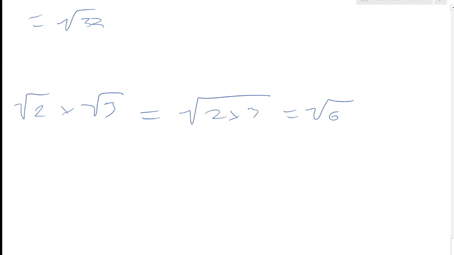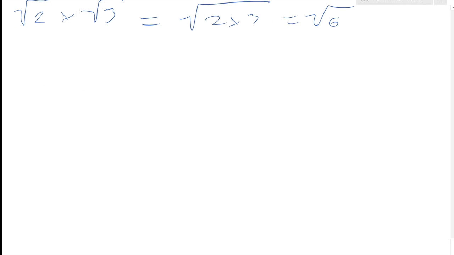Equally, we can multiply surds, as I've shown there. If we had something like root 2 times root 3, that just equals root of 2 times 3, which equals root 6. I won't ask you to do any, because that's just a simple exercise in multiplication.